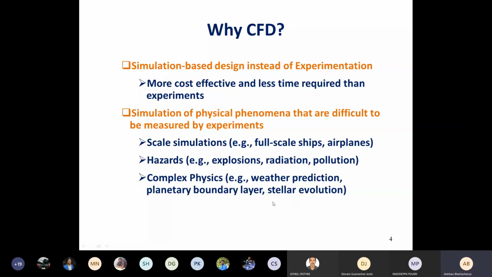Again, as I was giving the example previously, star formation, galaxy formation. It is too complex to be able to capture. The time scales are very different, length scales are very different. It cannot be solved using a controlled experimental environment. Okay, you need CFD. That's why we need CFD. So there are two main things. One is that it is cost effective, and another is that no other way is there.